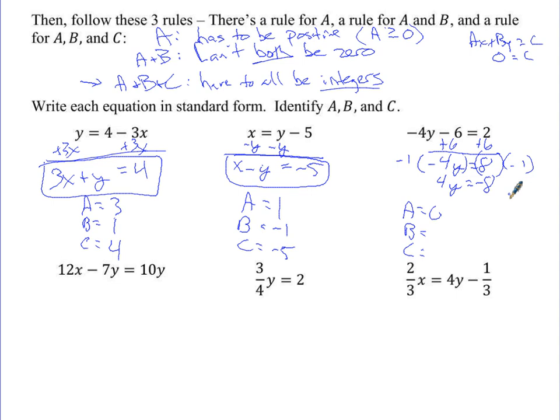So for that first rule, just look at that first number. Do you see a negative sign to start? If you do, change all the signs. And that will take care of it. So A is 0 here. What's B? 4. What's C? -8. And you're done.